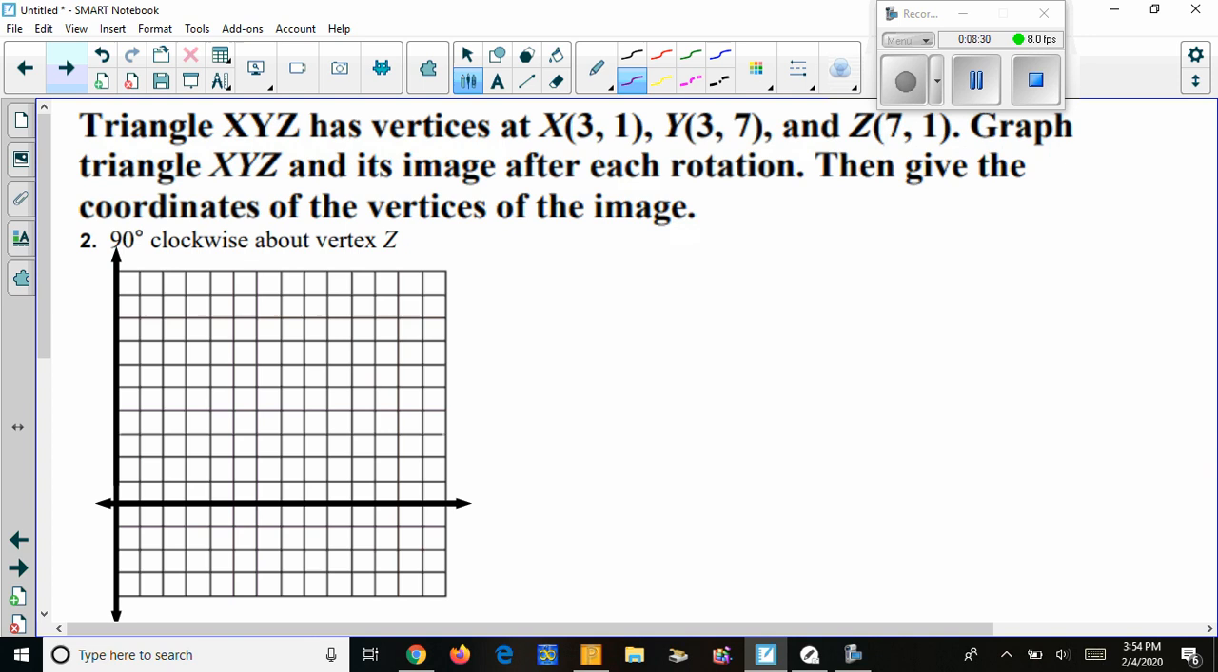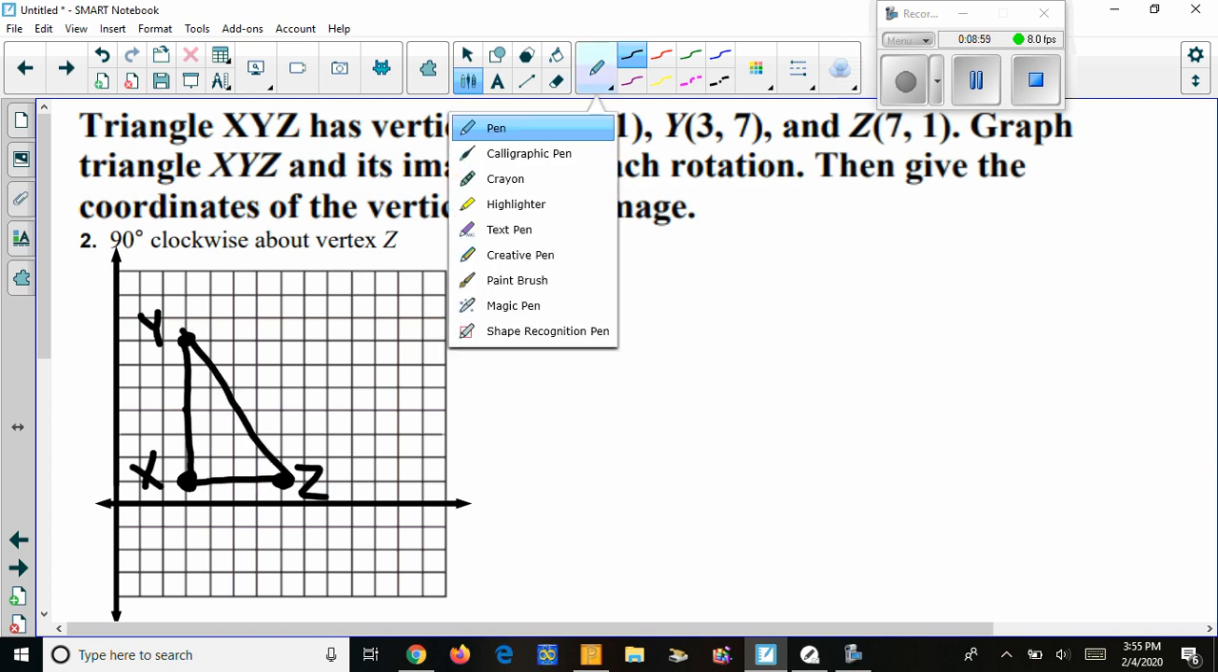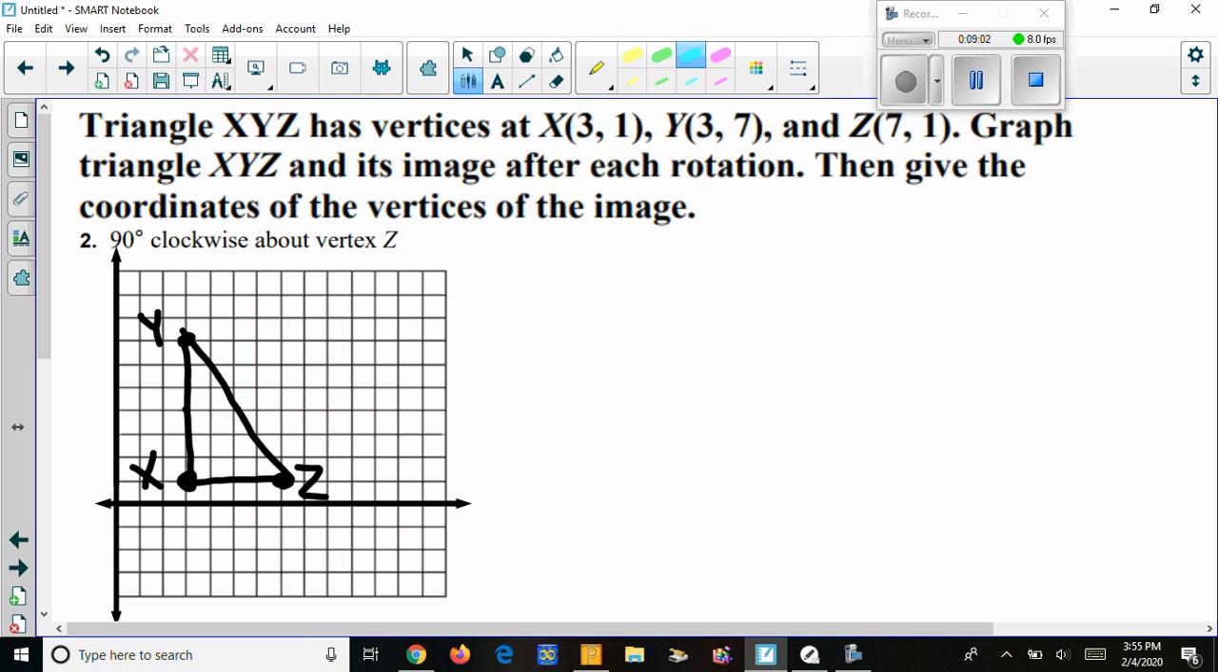So let's take a look now at what about a 90 degrees clockwise rotation. So I have the same pre-image: X, Y, and Z. But this time, I'm going to do a rotation around point Z, meaning Z is not changing. Z is nailed into place.